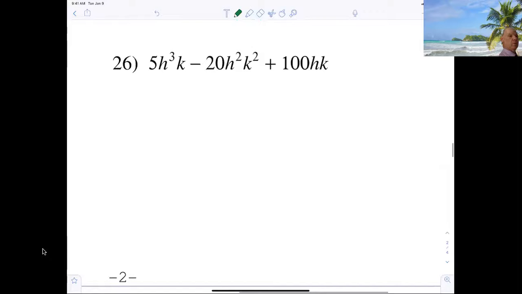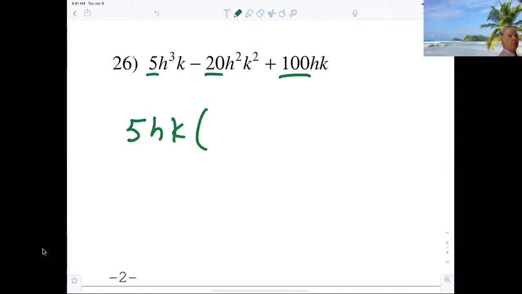So it's... come on. 5hk. Wow, beautiful. h squared minus 4hk plus 20.